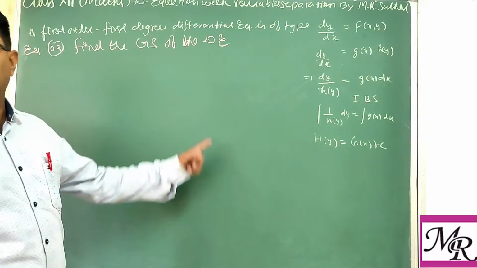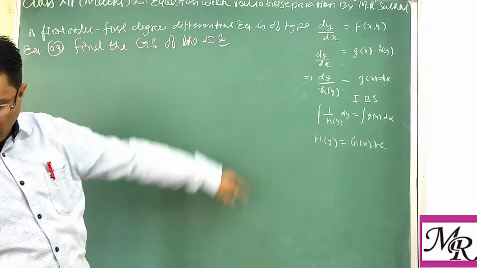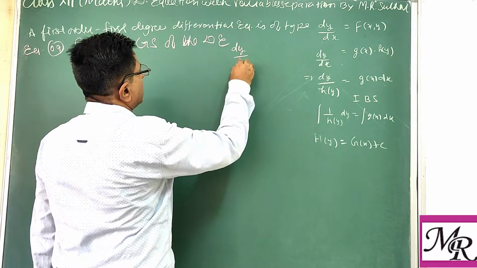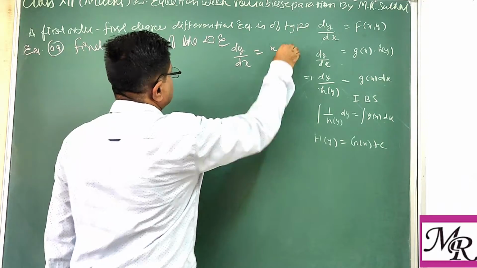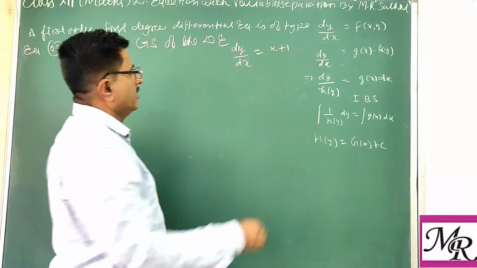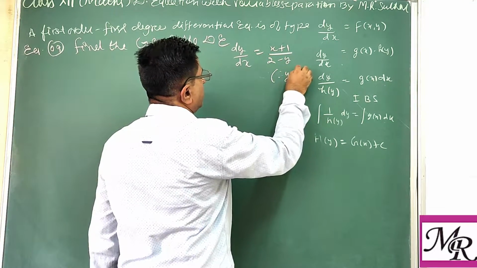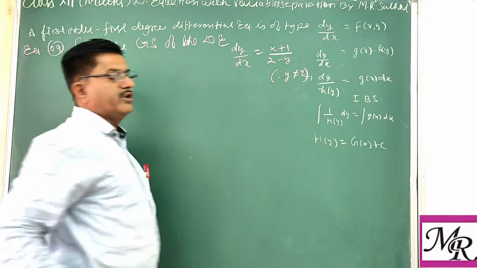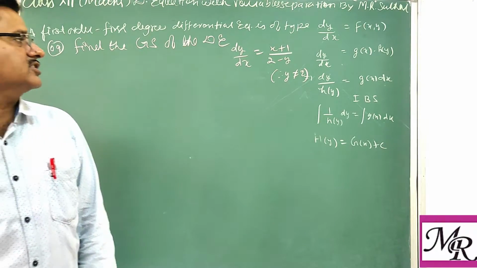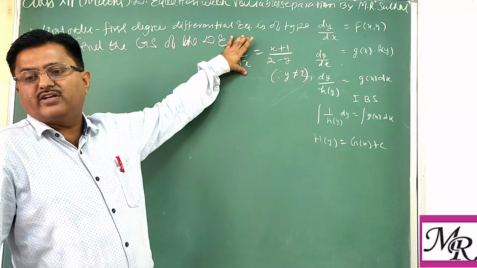That is capital D. I am writing short form GS for general solution, D for differential equation. Now the equation is given: dy by dx equals (x plus 1) upon (2 minus y), and say y not equal to 2, because if y equals 2 the denominator is 0, which is not possible. So dear student, here see, this is a first order, first degree differential equation.